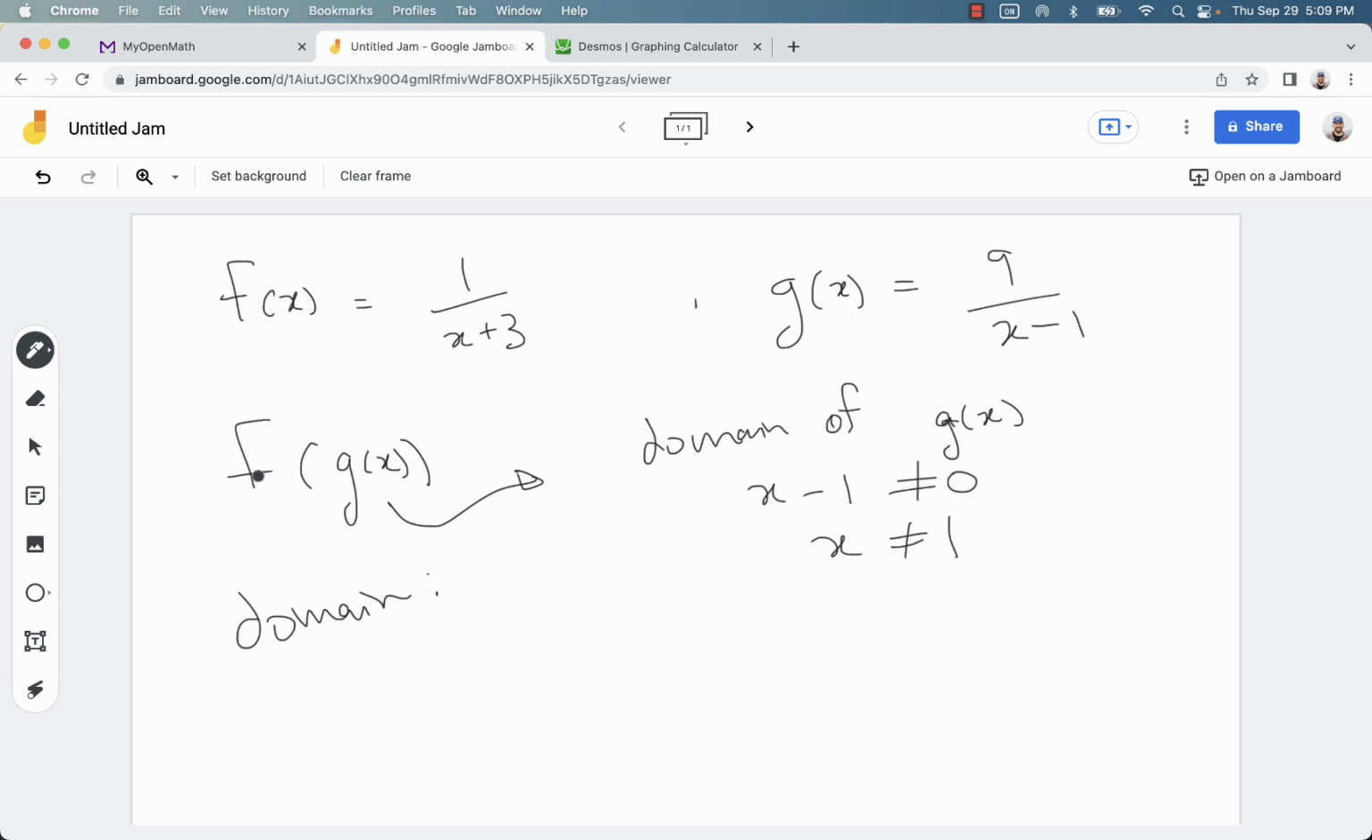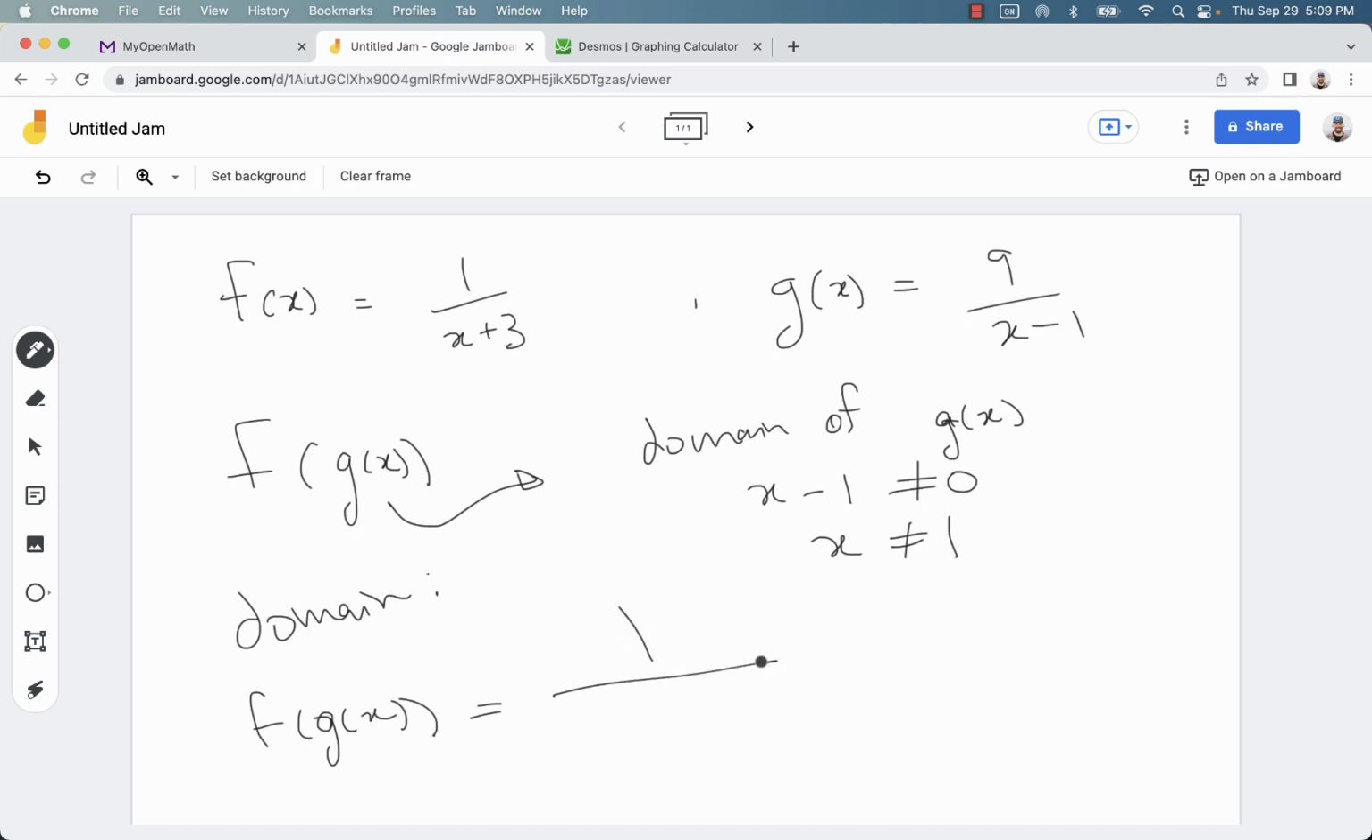Now we need to make sure that we're not inputting something that will wind up with a 0 in the bottom. So one way you could do it is piece things backwards. We cannot have x be a -3, which means the output of g of x cannot be -3, but that might be kind of hard to solve or hard to visualize. So what I recommend is now look at the composition, in this case f of g of x.